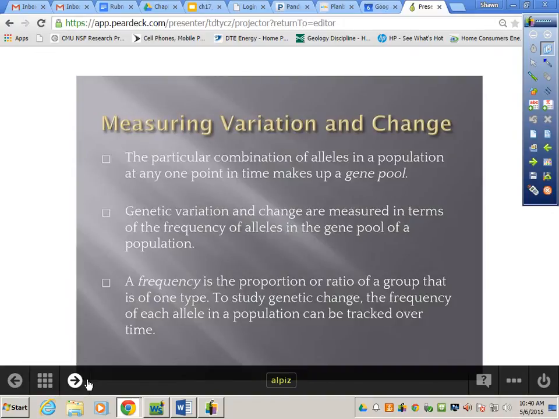So the particular combination of alleles in a population at any one point in time makes up what's called the gene pool. In this room, we would have a gene pool.